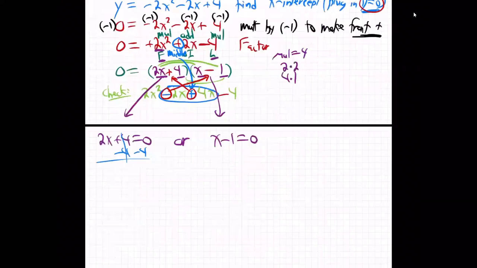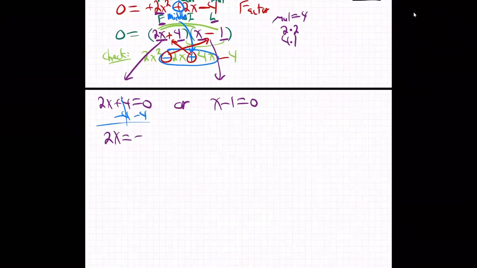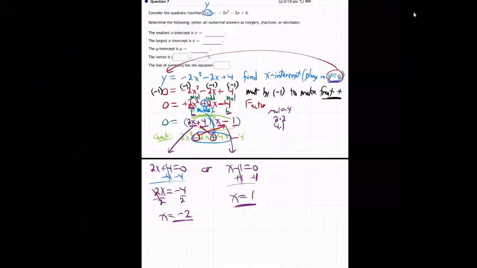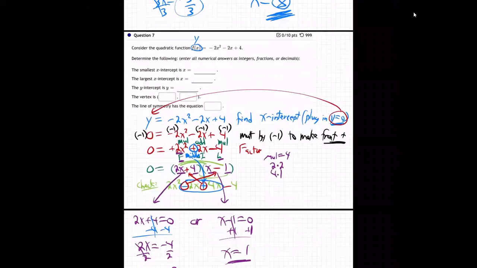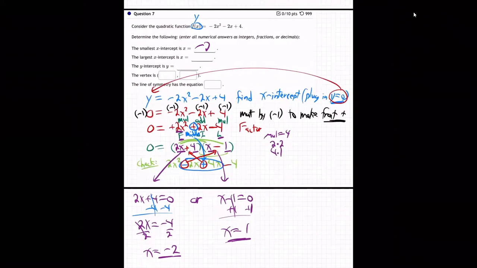So subtract 4 from both sides. Whoops, bumped the screen there. And then 2x is minus 4, divide by 2. Minus 2 over here, add 1 to both sides. x is 1. So we've got our two answers. Now, do they want them both? Yeah, they do. They want the smaller one first. That'd be the -2, and then the +1, smaller and larger. All right, good. So there's how you find the x-intercept.